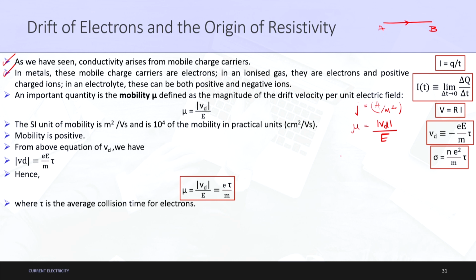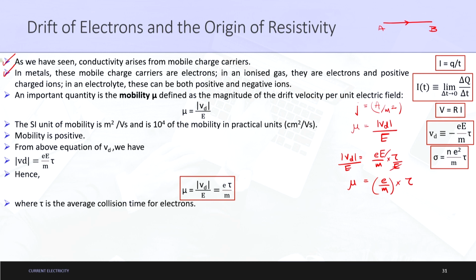And you know the value of mod Vd, so let me write it again. Mod Vd is small e capital E by m into tau, where small e is the charge of an electron, capital E is the electric field, small m is the mass of the electron, and tau is the relaxation time. Okay, so if I divide it by E also, it gives you the value of mobility, which is equal to small e tau by m. So, let us move on.